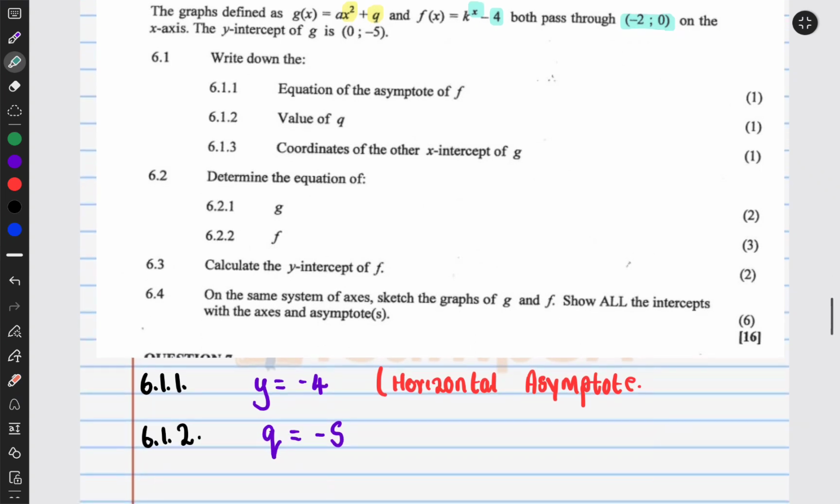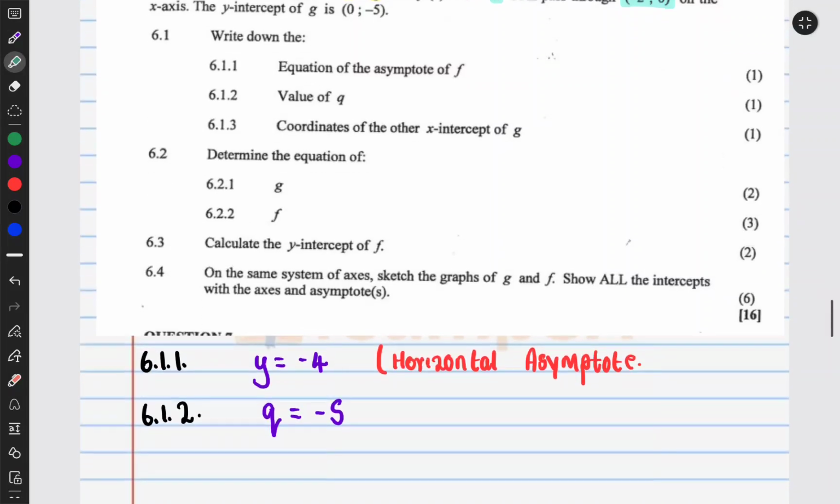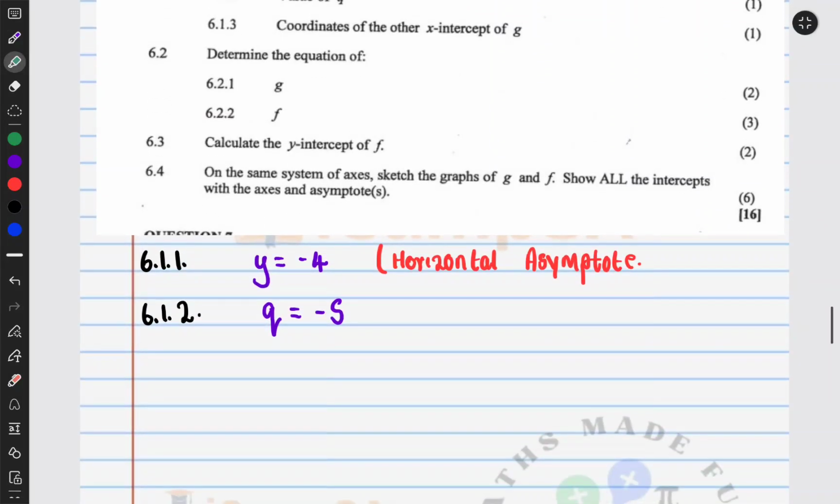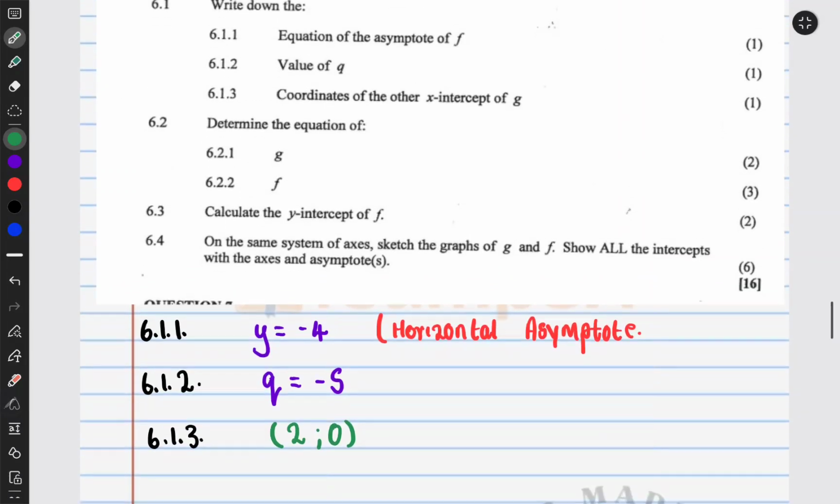So the coordinates of the other x-intercept of g for 6.1.3 are going to be 2 and 0. The other x-intercept is going to be 2 and 0.